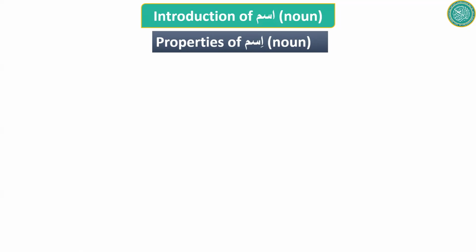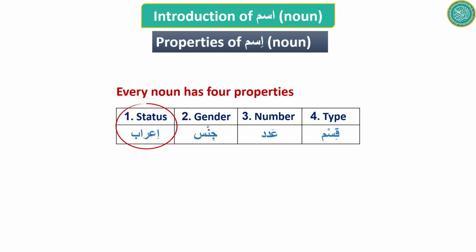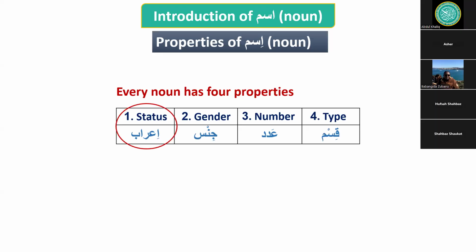So we are learning about ism. There are three types of word in Arabic language. We already have talked about it: ism, fail, and harf. And then we start learning more about ism. And then we learned that there are four properties of an ism. Like every ism has four properties. And they are status, gender, number, and type. And then we start learning about the first property, status.